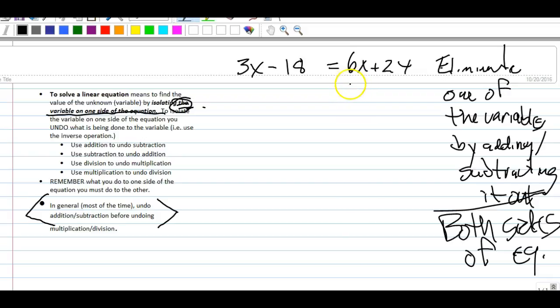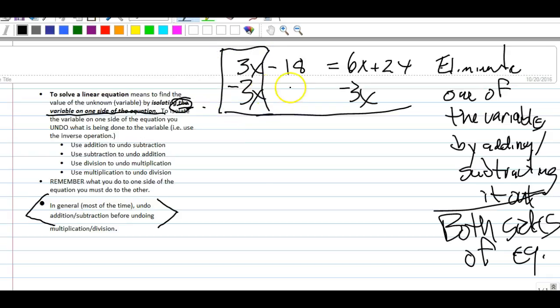Now a lot of students like for the coefficient for their unknown to remain positive. So in order for that to happen, I would have to subtract 3x from both sides of the equation. I could subtract 6x from both sides, and that would give me a minus 3x here. A lot of students don't like the coefficients for their variables to be negative, so I'm going to simply eliminate the variable on the left side of the equation by subtracting 3x from both sides. Remember, what you do to one side of the equation, you must do to the other.